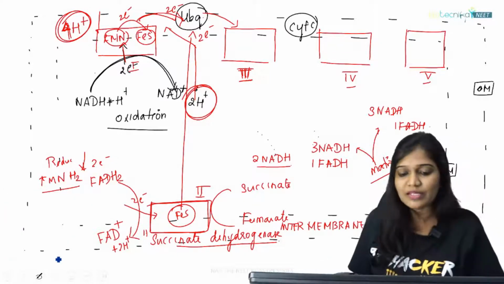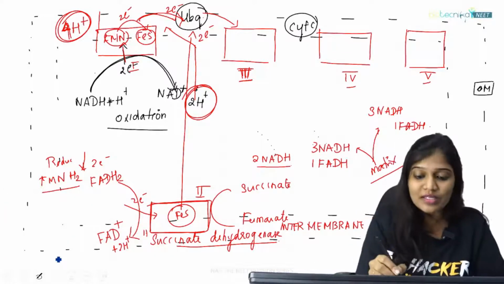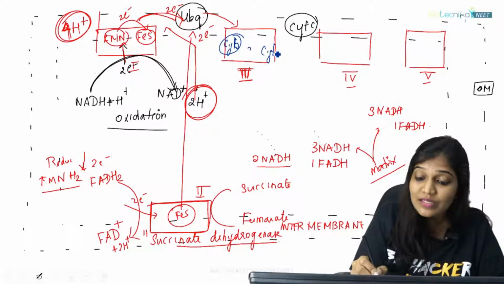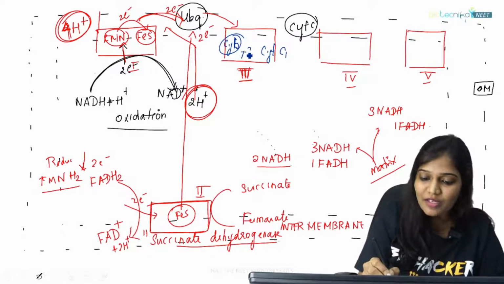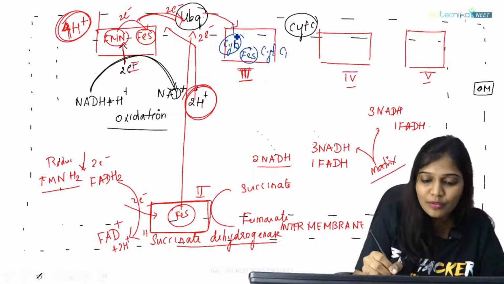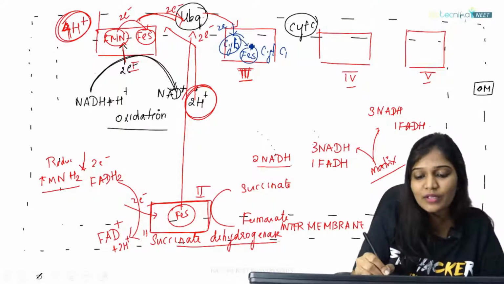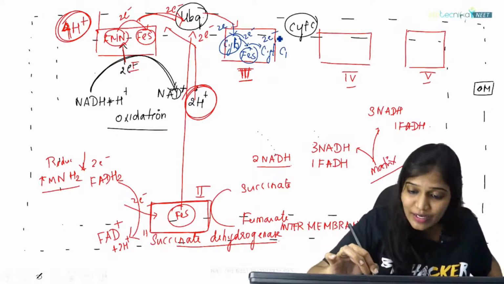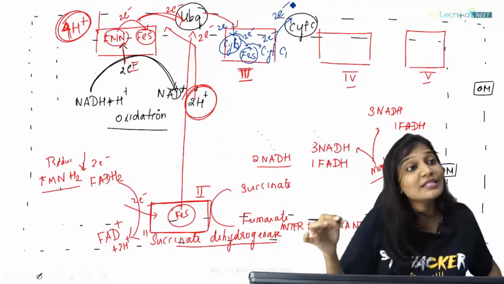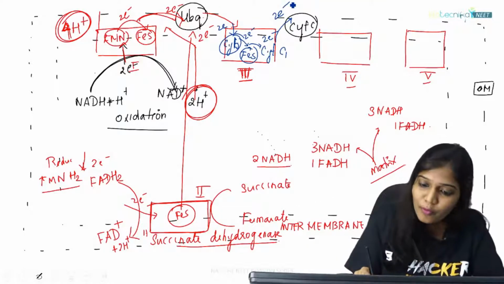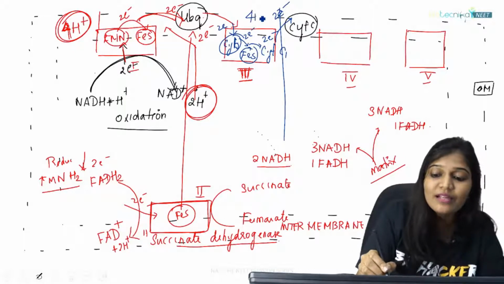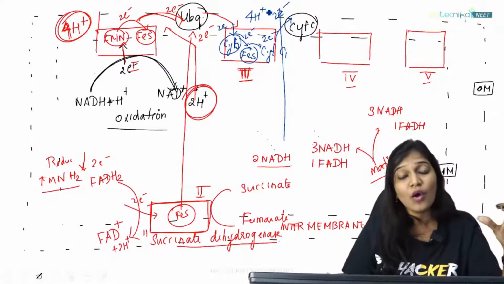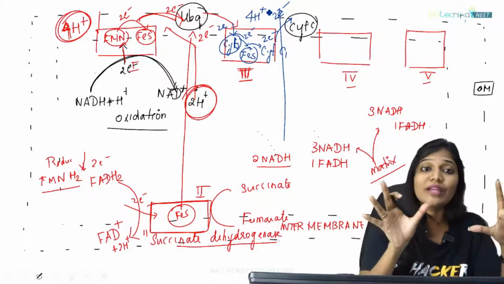Now, what's going to happen in complex number 3? Complex number 3 is called the cytochrome complex. There are 3 electron carriers: cytochrome B, cytochrome C1, and in between there is FeS. The electron will come to cytochrome B, then to FeS, and then go to cytochrome C1. After that, this electron will go to cytochrome C. Now 4 protons will be pumped into the intermembrane space, not the outer membrane or inner membrane, but the intermembrane space. In the ETC, the protons present in the matrix will be pumped into the intermembrane space.